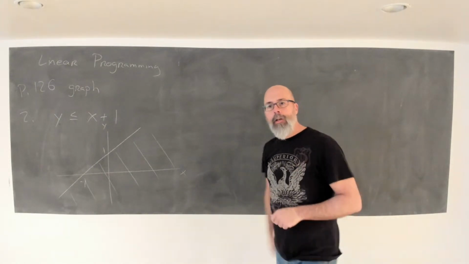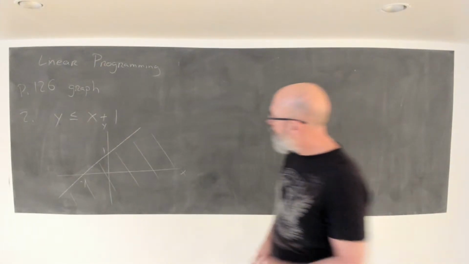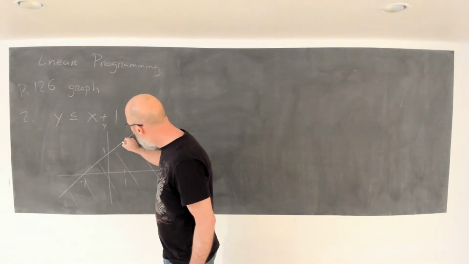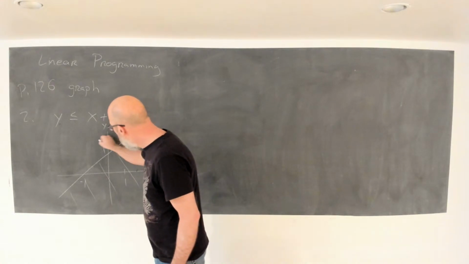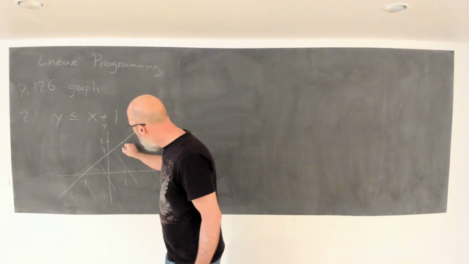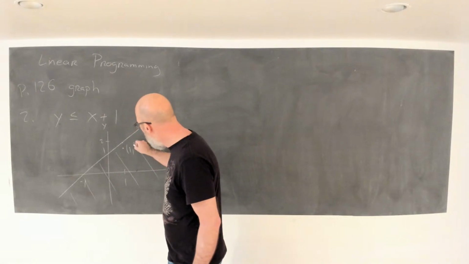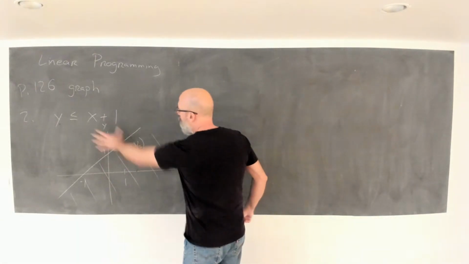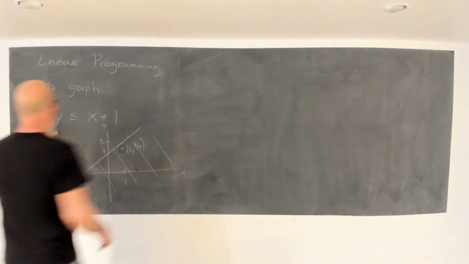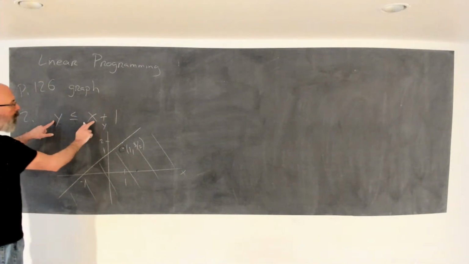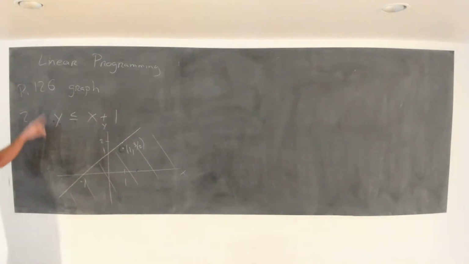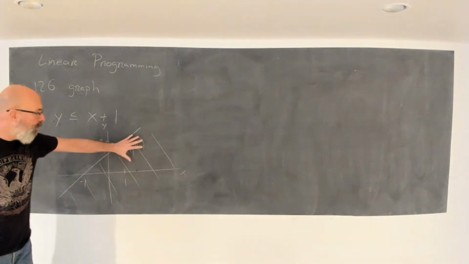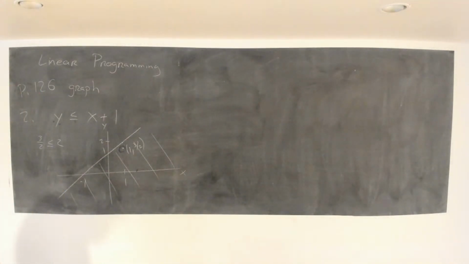And you can convince yourselves, if you take any point in here, when x is 1, y is 2 on the line. So the point when x is 1 and y is 3 over 2 should be in your region. 3 over 2 is less than or equal to 1 plus 1, which is 2. You know this to be right. This point is in your region. Trivial.